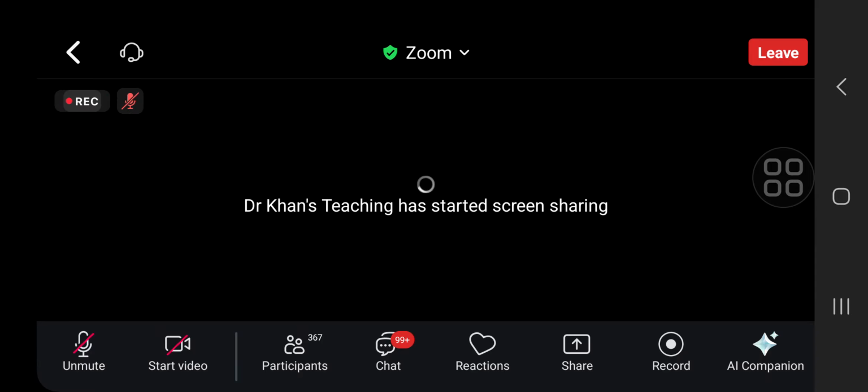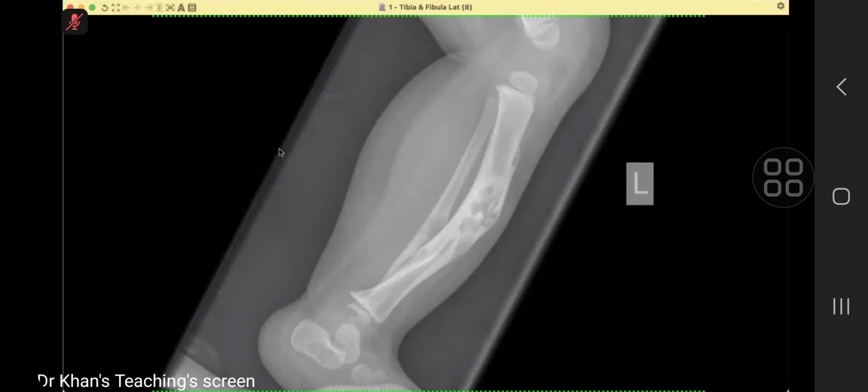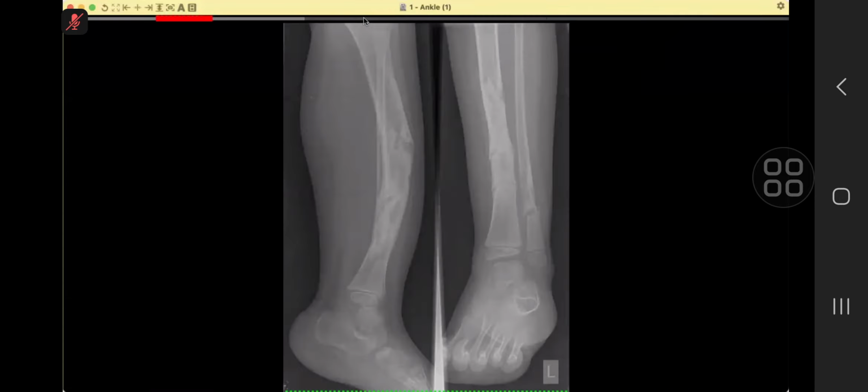But usually they manage the fractures. Now, candidate 4, once I showed you the lateral, you should have asked for the lateral. And this lateral should have shown anterolateral bowing. That was the point.